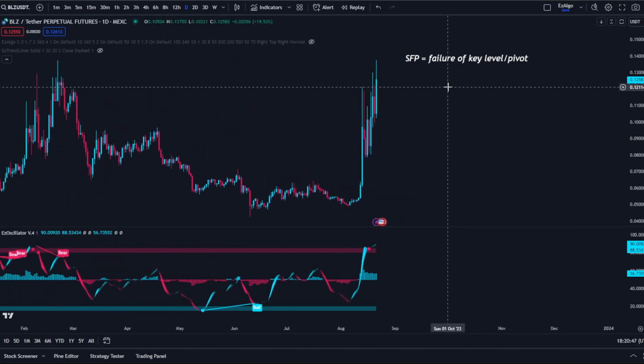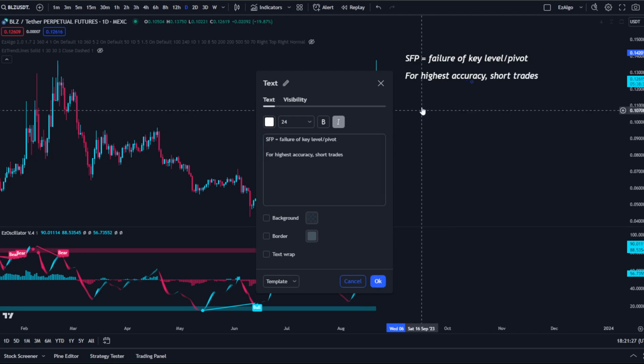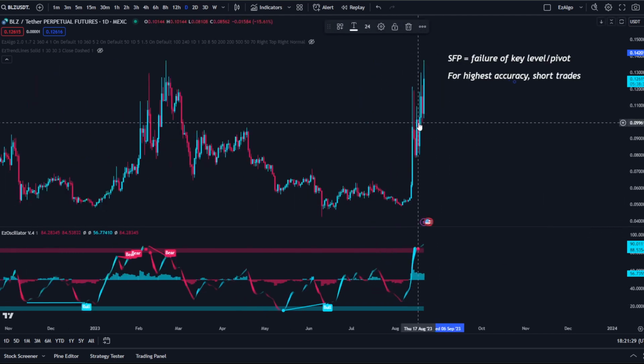Now, I'm going to go over the best type of swing failure patterns that you should look for, because there are certain instances like the one I'm going to show you on BLZ that tend to play out better than other swing failures. All right. So now the best swing failure patterns to take are going short, right? So for highest accuracy, we want to look for short trades. That means we're going to be entering short positions on these swing failure patterns.